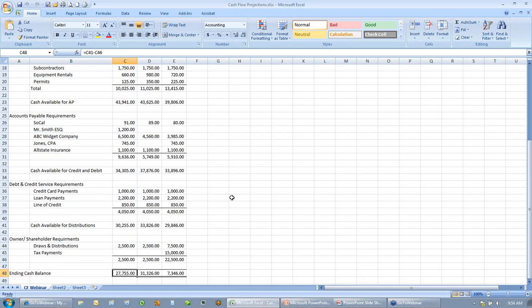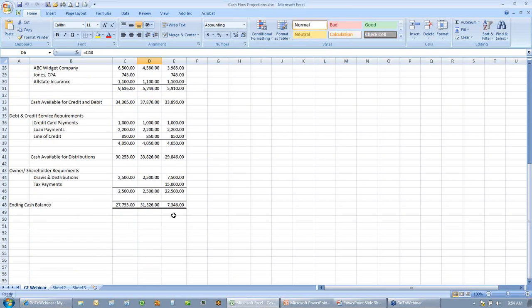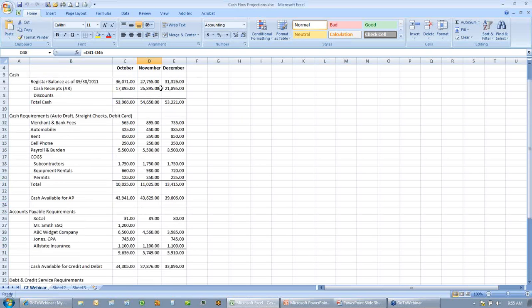This number then gets moved up to here, because that's going to be my register balance, my projected register balance as of 10/31. So I go through the same exact process for November, and I end up with an ending cash balance of $31,326. Just like with October going to November, November 30th will go up to December here. This is my cash on hand as of December 1st. I'm going to expect cash receipts of $21,895.